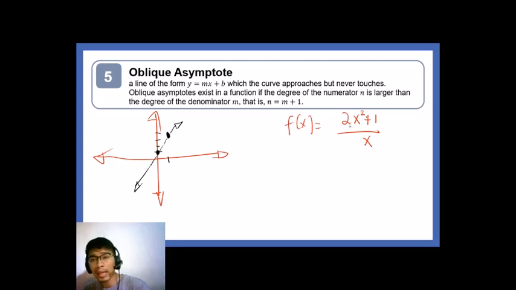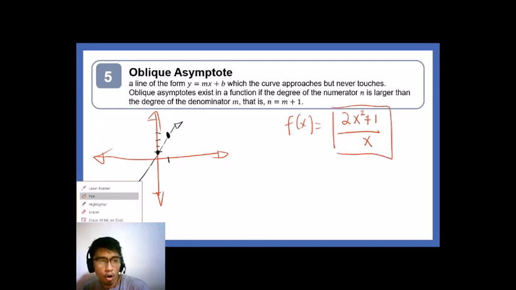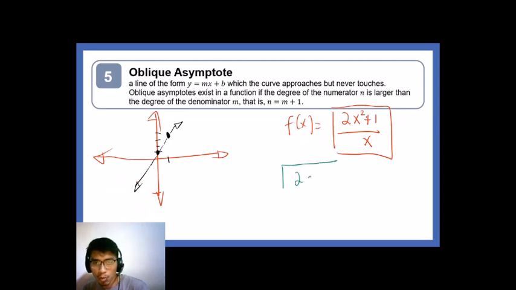In order to find the oblique asymptote, you simply divide this one using long division. If you still remember long division, let's divide this one. So that is 2x squared plus 1, divided by x. In order for you to find the oblique asymptote, you have to divide it using long division. Okay, so this is how we do it.